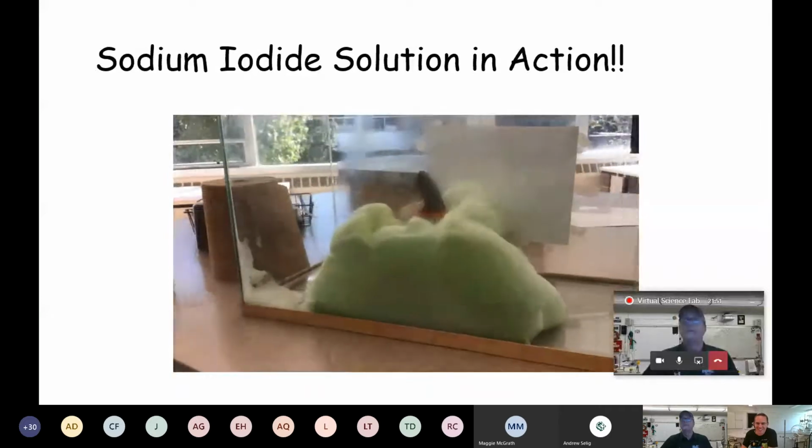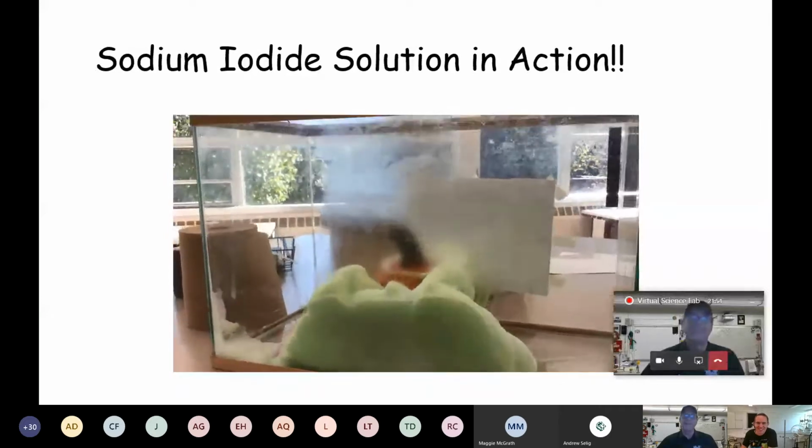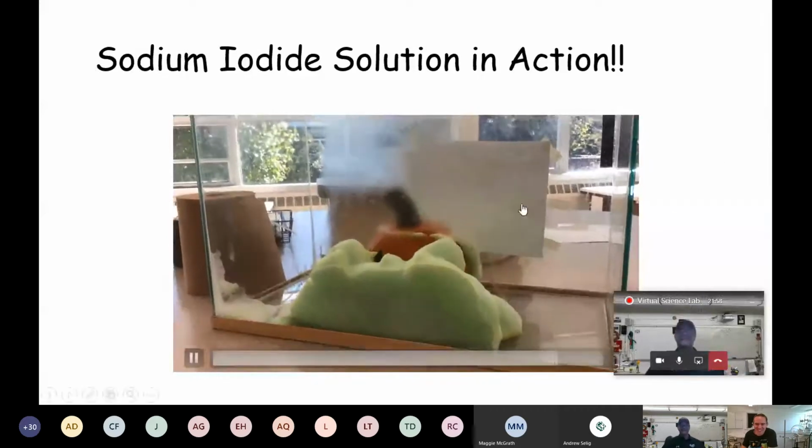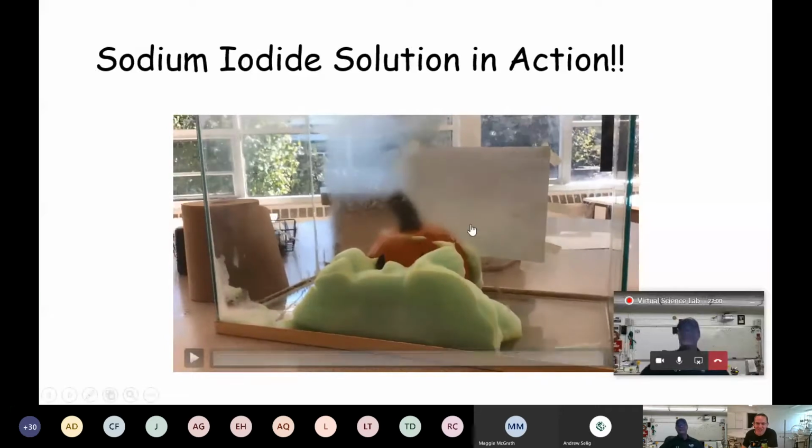And yay, there we go. Yeah, it looks like an exothermic reaction there, Mr. Smith. Absolutely. Yeah, a lot of steam coming out. Definitely exothermic. That term is going to come up in a couple of minutes here.